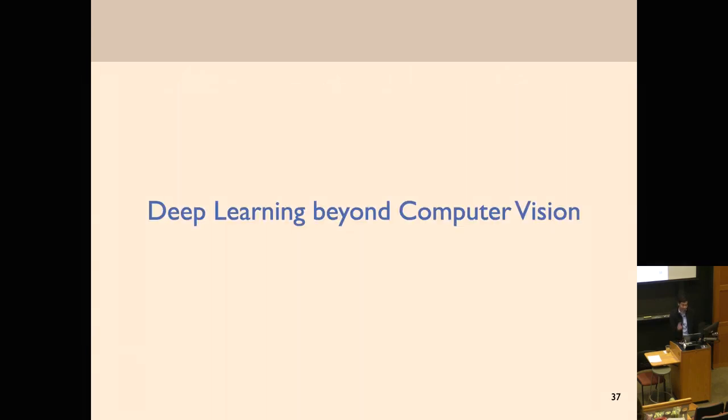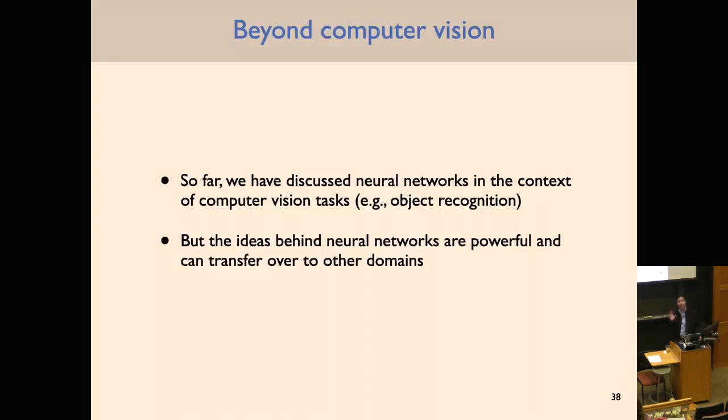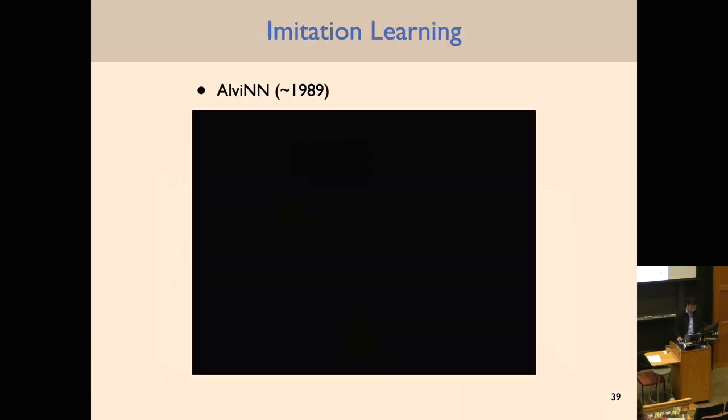So what I want to do for part of the lecture is to talk about applications beyond computer vision. So far, we've been motivating almost everything with vision tasks. So we've thought about X, our input, as corresponding to an image. But neural networks are not just for computer vision, but can be used for lots of other things as well. One of the most direct applications of everything we've discussed so far is imitation learning. So let me play a video, and then I'll say a bit more about imitation learning.